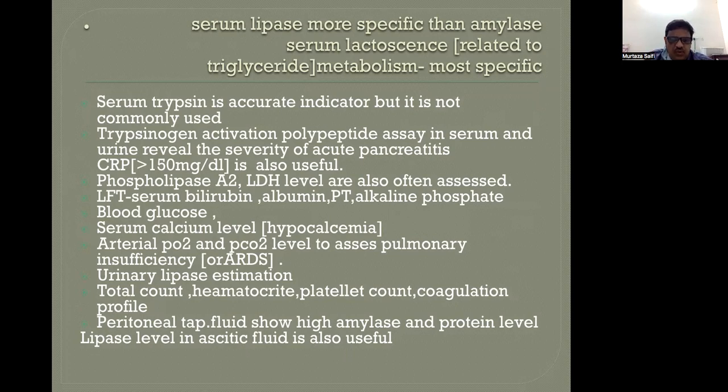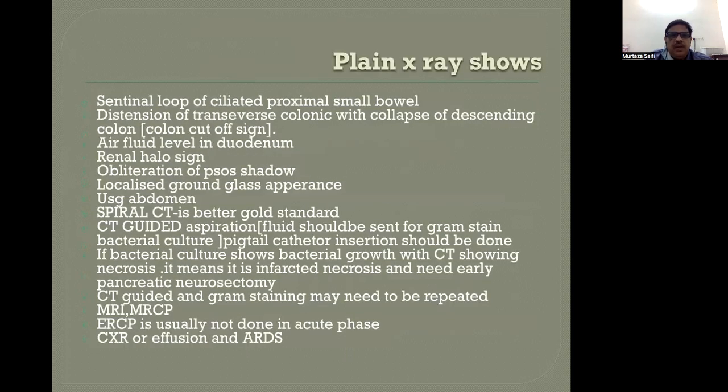Peritoneal tap shows high amylase and protein levels. Lipase level in ascitic fluid is also very useful. Plain X-ray shows sentinel loop, dilated proximal small bowel, distension of transverse colon with collapse of descending colon, colon cut off sign, air fluid level in duodenum. Patient may have renal halo sign.